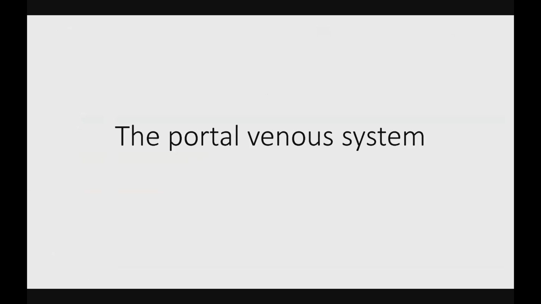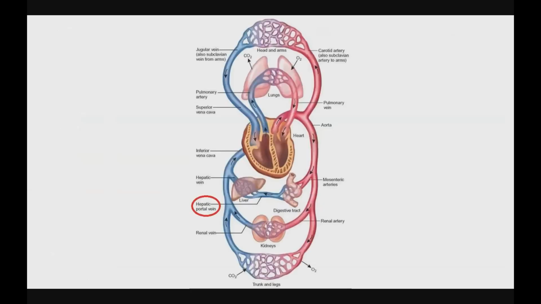Alright, hi everyone. So today we're just going to be doing a quick overview of the portal venous system, because I know it can be a bit confusing when you first learn about it. So essentially your body has two different venous systems that deal with your GI tract. You have your systemic venous system, which is the system that we think about when we just think about veins in general. And we also have the portal venous system.